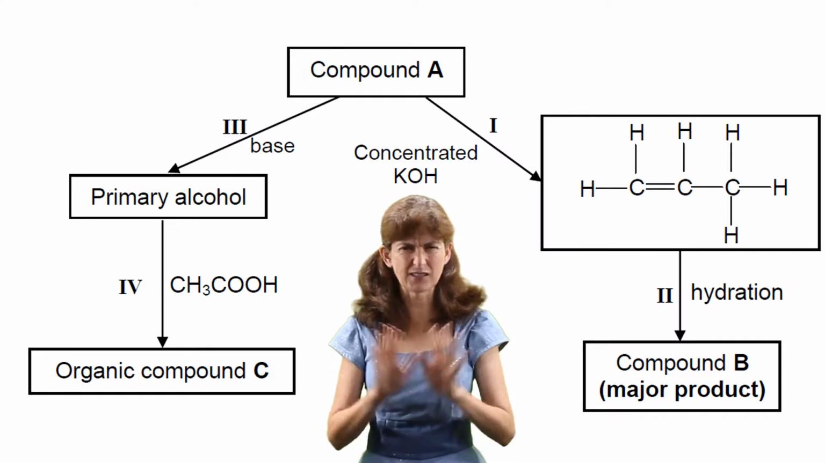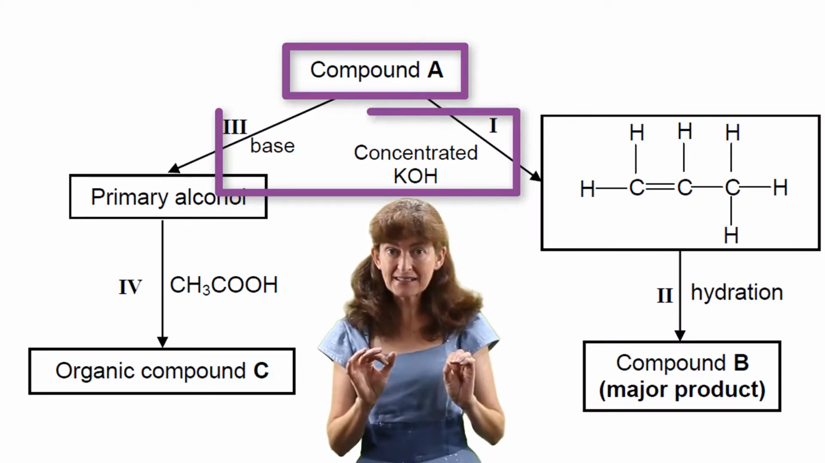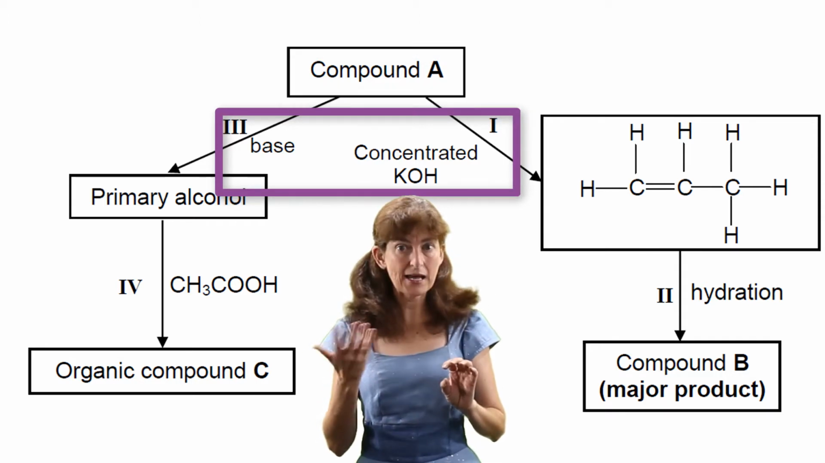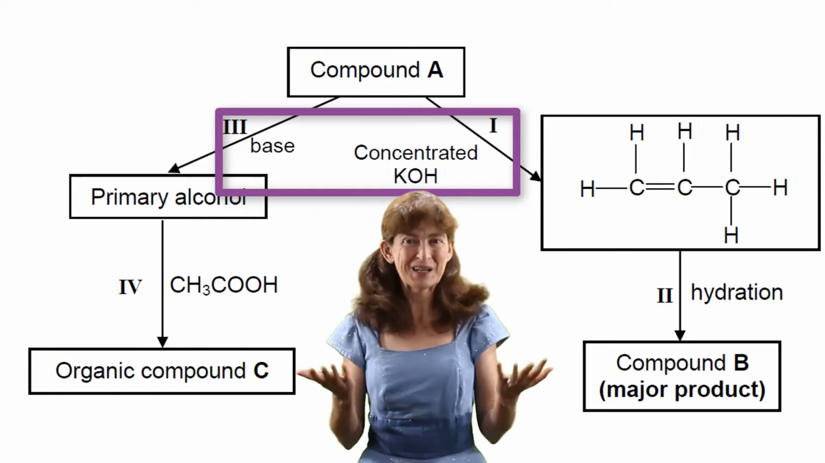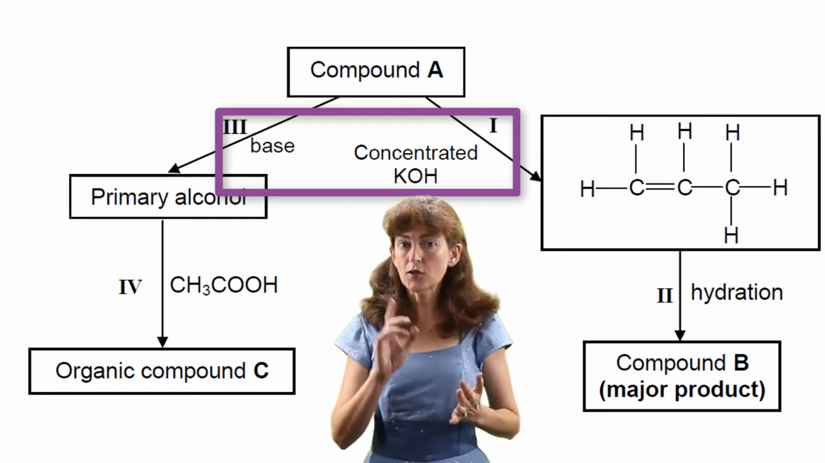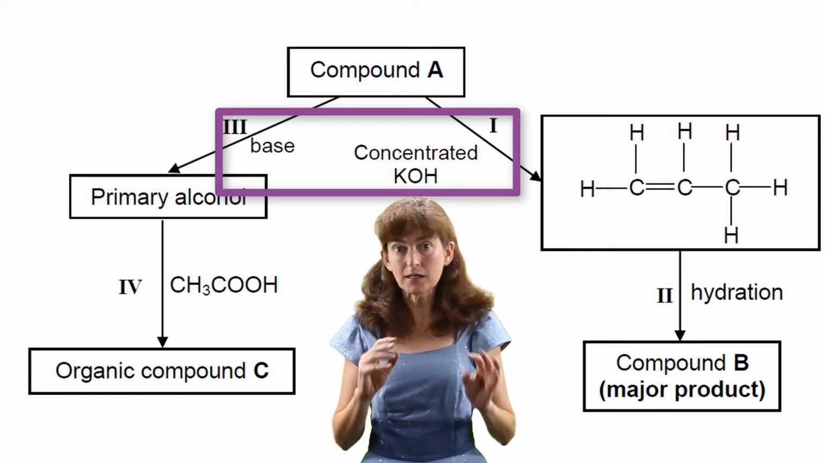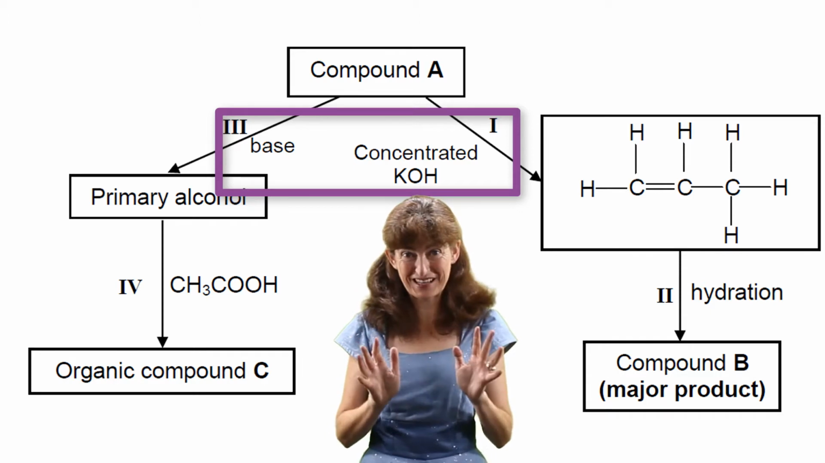Okay, let's first make sense of what's going on here. We see that compound A reacts with a base. Potassium hydroxide is a base, and in the other case, we're not told what the base is, but it's also a base. So it reacts with a base, but it reacts with a base in two different ways, depending, clearly, on some other conditions that are present.